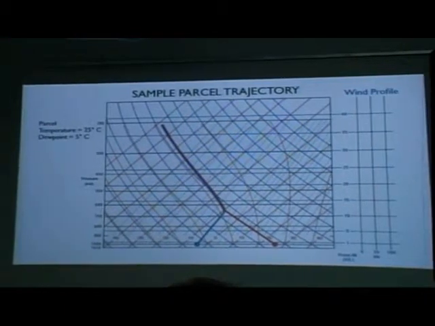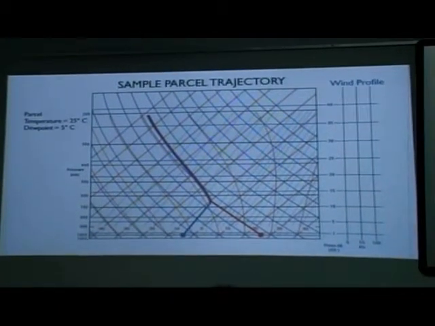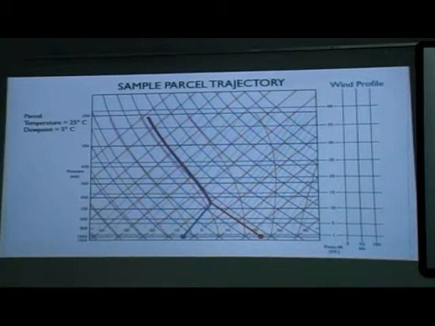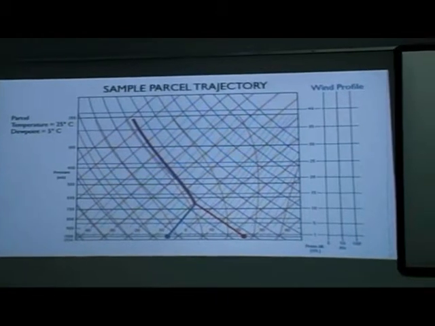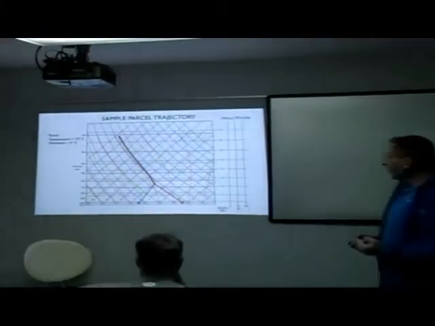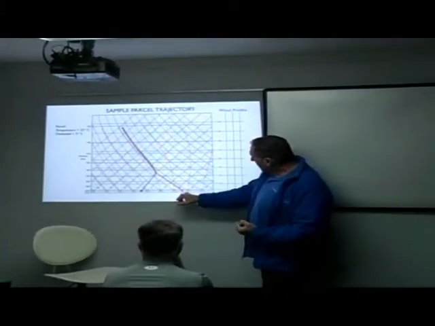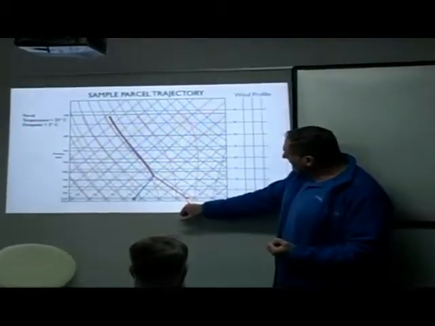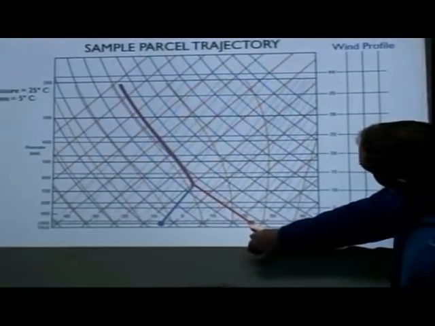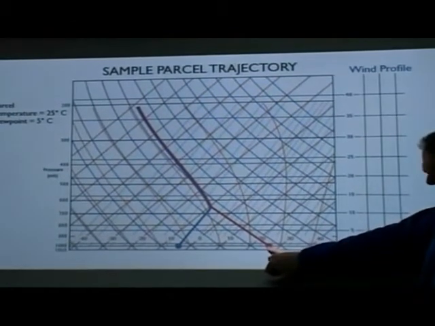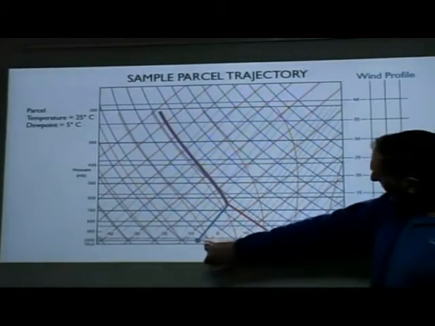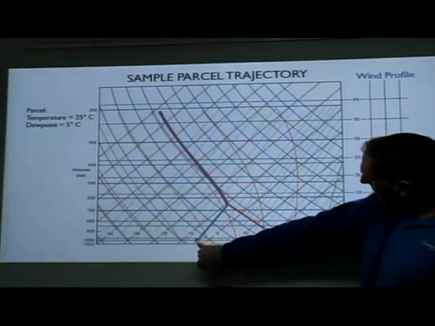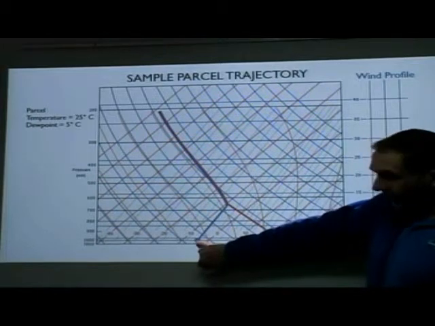Now, we're going to actually use it a little bit. What I'm going to do here is take one parcel of air and look at what's called a parcel trajectory. In other words, how the parcel will change with altitude. If I take a parcel of air that's 25 degrees, halfway between 20 and 30, and the dew point of, I don't know, about 5? Minus 5, sorry, thank you.